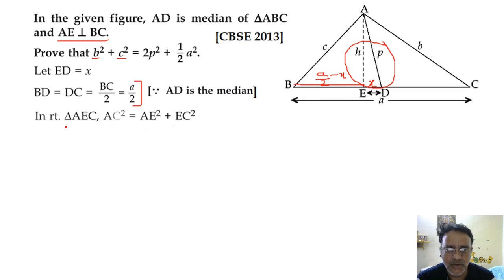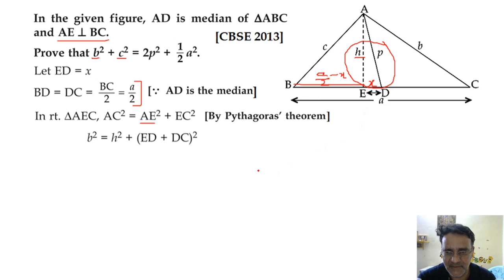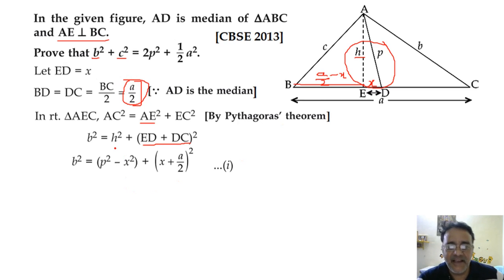Right? Now, in right triangle, AC square is equal to AE square plus EC square. Now, AE is H, and how will you write EC? A by 2 plus X. Okay, that is ED plus DC, and DC is A by 2. Is this clear? And H square, just now I told you that P square is equal to H square plus X square. So H square we can write as P square minus X square.